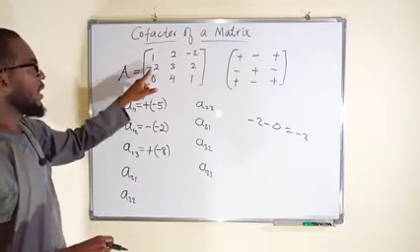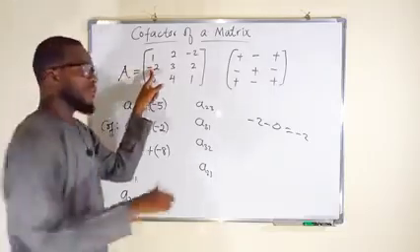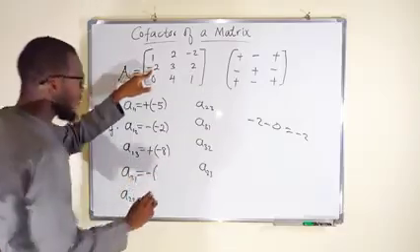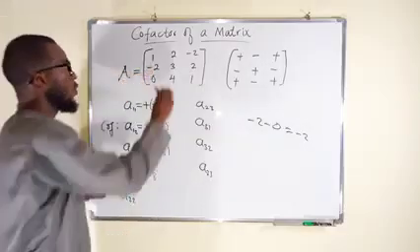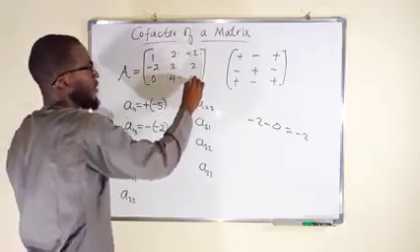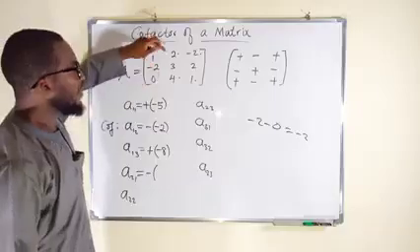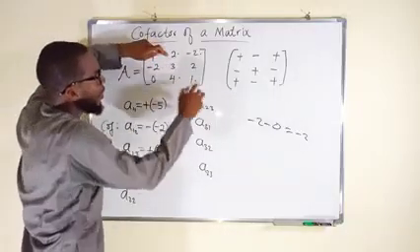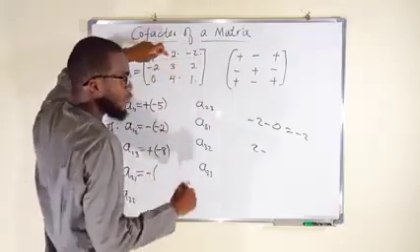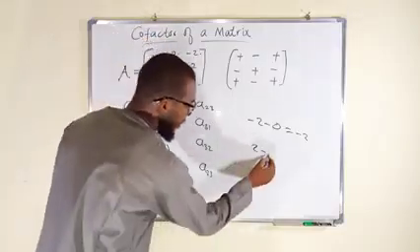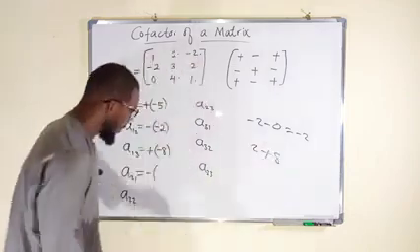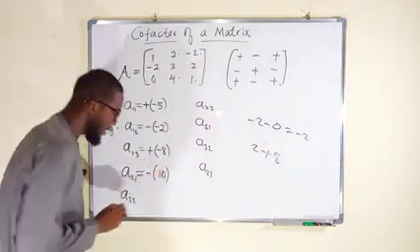A21. A21, that is the second row, first column. You see it is negative. So we have negative multiplied by the minor. We close this, we close that. We have this, this, this, and this. So to find the determinant of this, we take 2 multiplied by 1 is 2 minus 4 multiplied by negative 2 is negative 8. Negative 8, negative is positive, so we have 10. So this is 10.